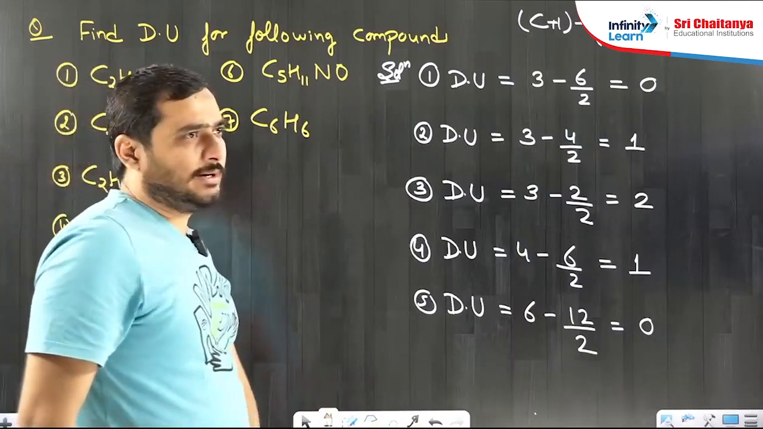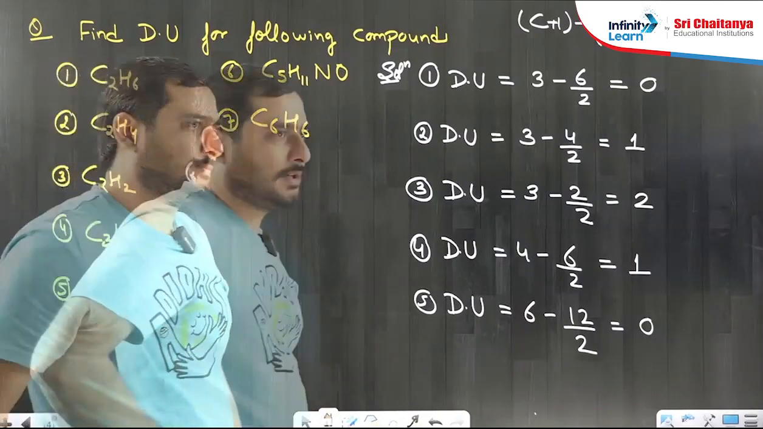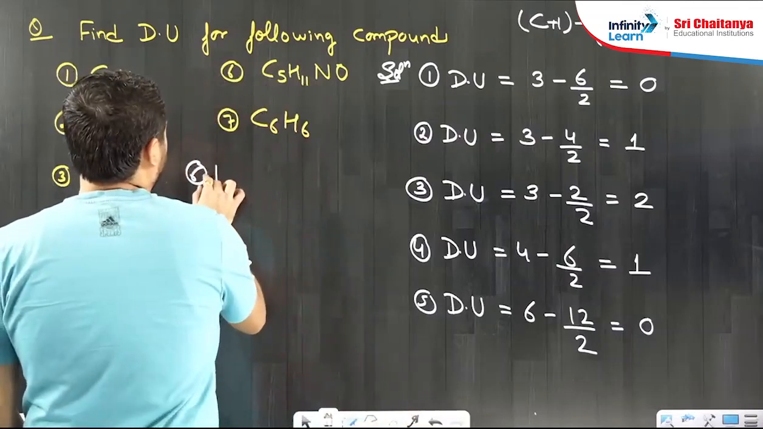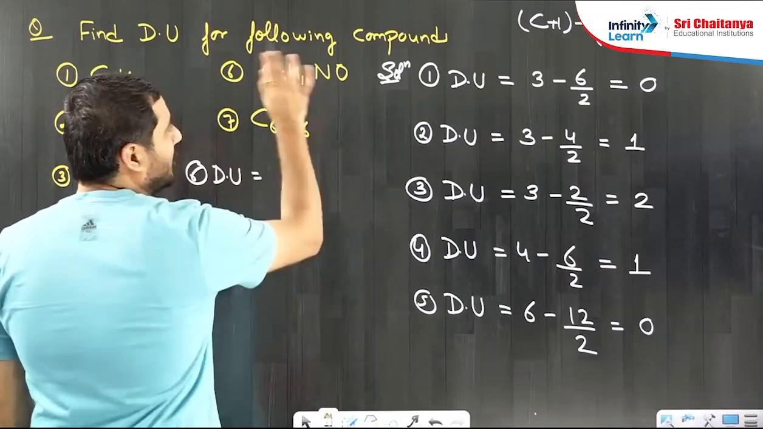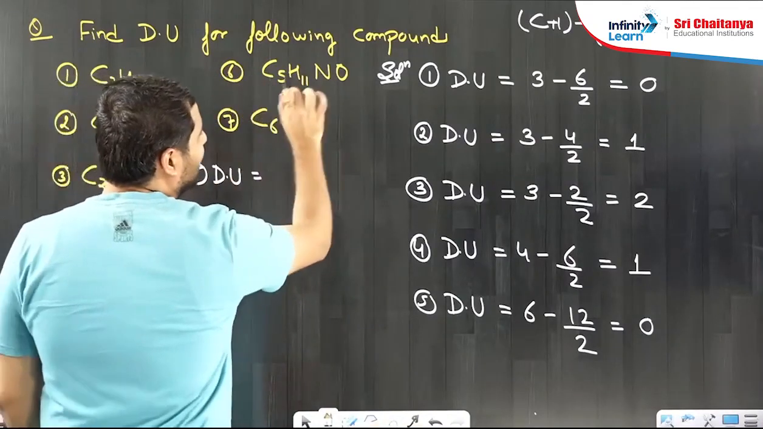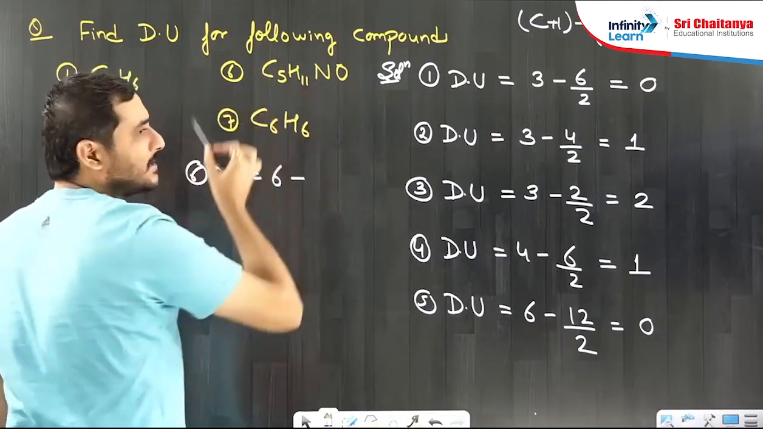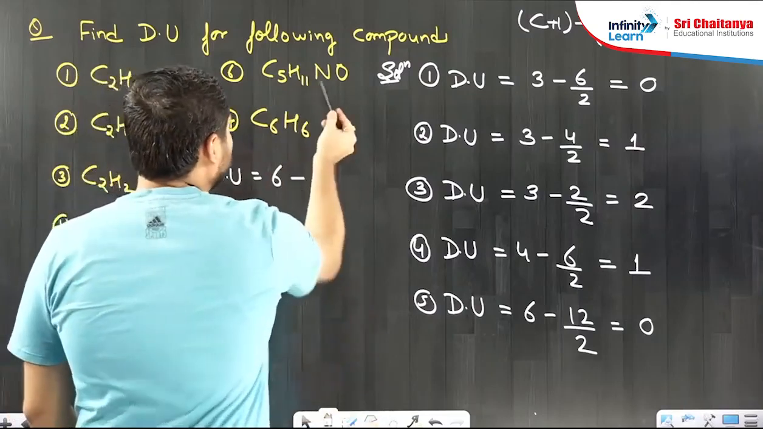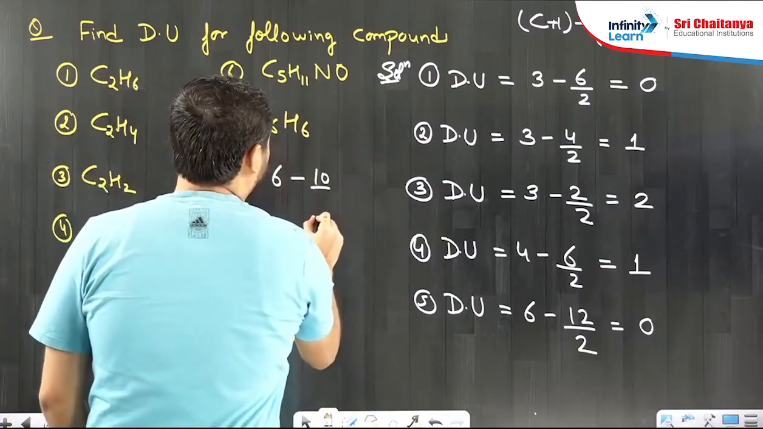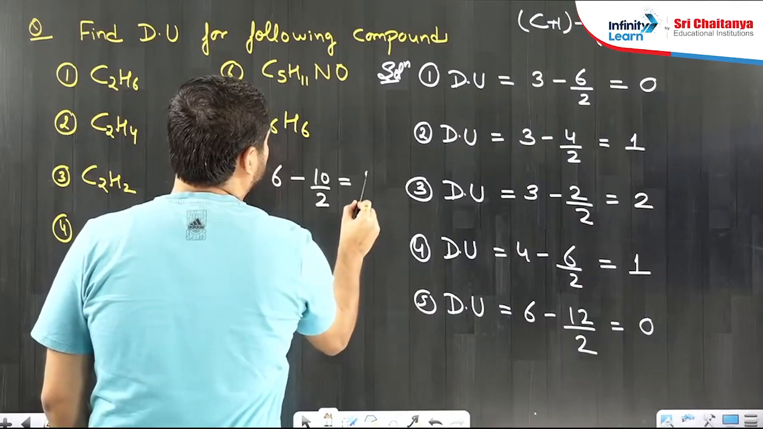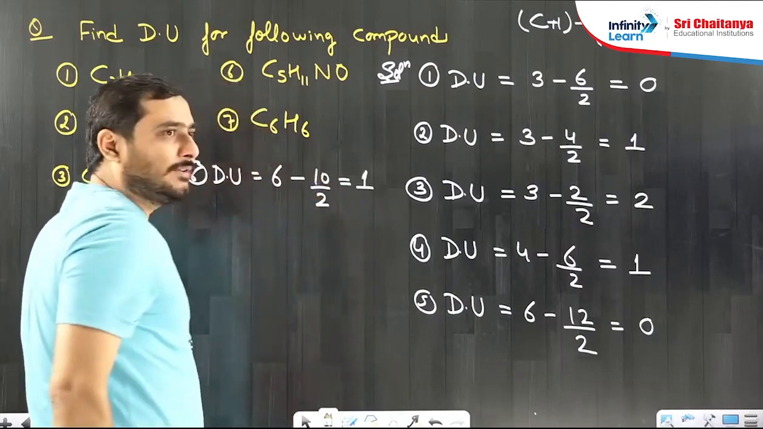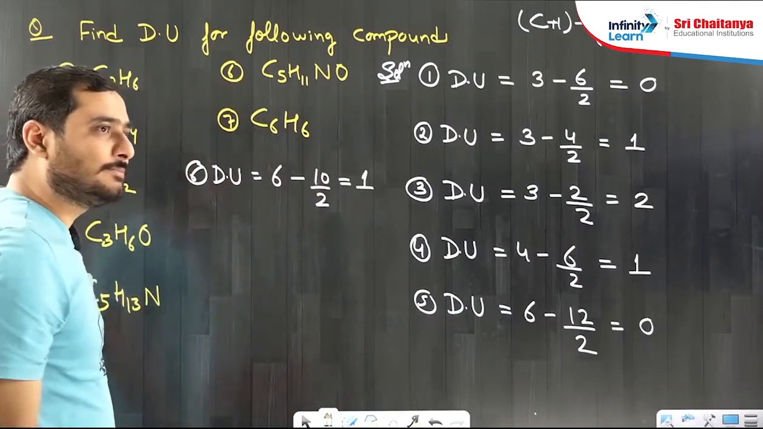C5H11NO. Sixth part. What is degree of unsaturation? 1 is correct answer. Now oxygen will not participate. Only 5 carbon atoms plus 1, 5 plus 1, 6, minus hydrogen minus nitrogen. So 11 minus 1 is 10. 10 divided by 2, 5. So 6 minus 5, degree of unsaturation is 1.